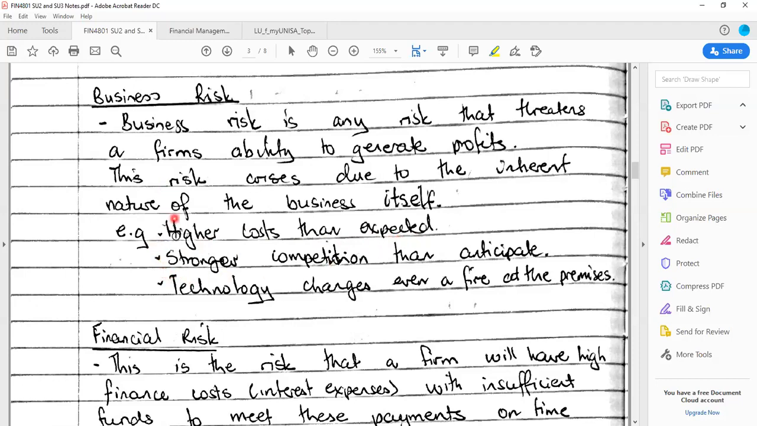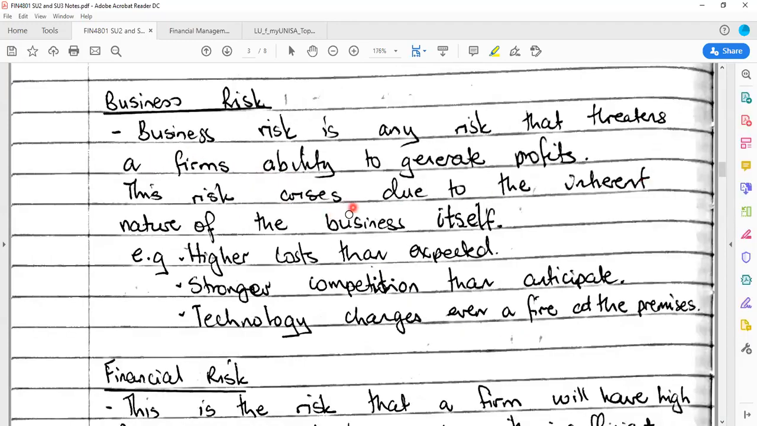The next cause of business risk is stronger competition than anticipated. You might anticipate that you'll be able to sell your product without a lot of competition, but the competition might end up being more than you originally anticipated. So that's also business risk. Even technology changes, or even a fire at your premises. These are all business risks. They're just risks that can disrupt your business due to some unforeseen circumstances.